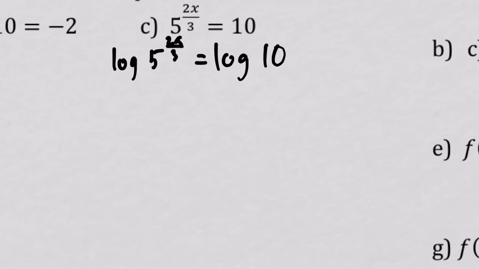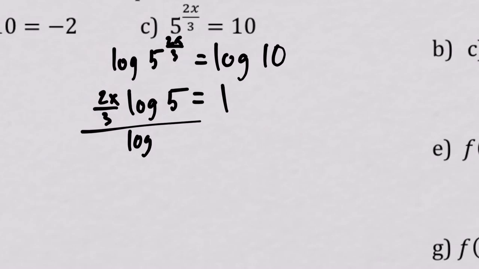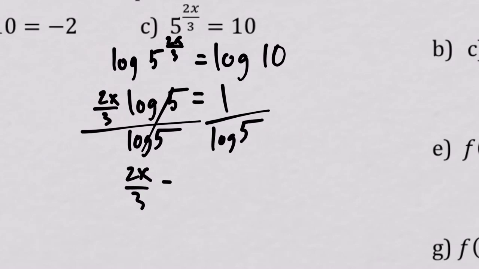Okay, next what I'm going to do is bring this power down here. So it's going to be 2x over 3 log of 5 equals log of 10, which is 1. Worked out very nice like that. Next, if I want to solve this, I need to get rid of the log of 5 and the 3 and the 2, right? I want to isolate the x. So let's start with the log of 5. I'm going to divide by log of 5 to get rid of it. So what I have is 2x over 3 equals 1 over log of 5.